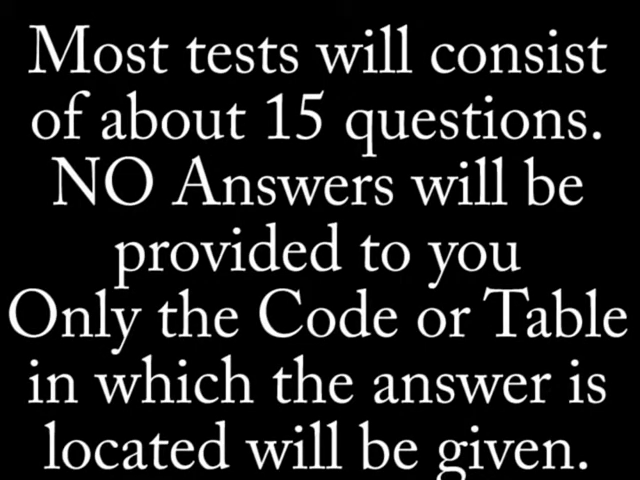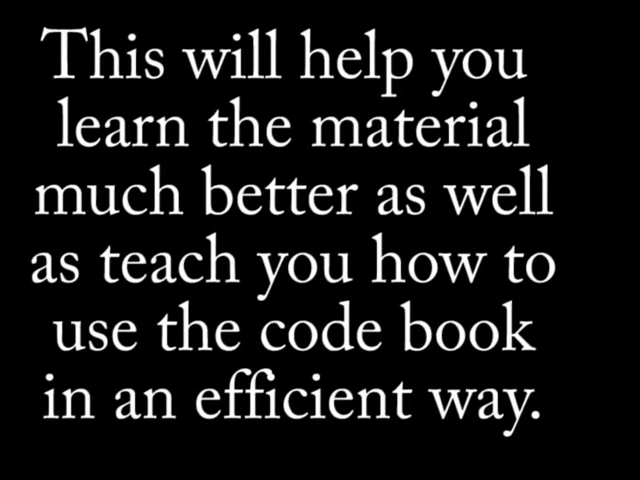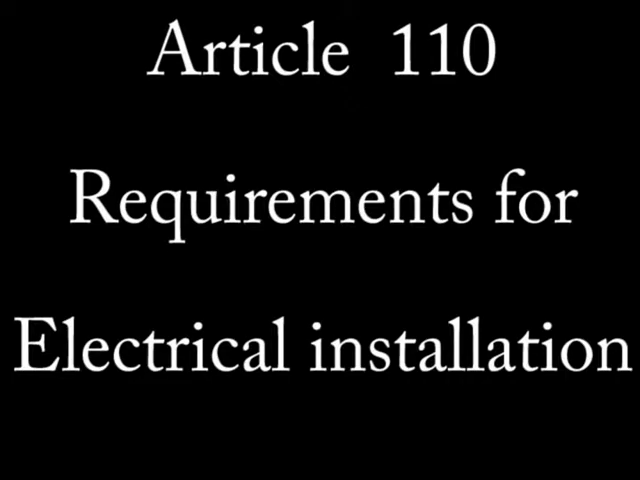The format will be simple. I'm going to give you a brief test. I will give you the article number or location in the code book where you can find the answer. That is all. We start with Article 110, Requirements for Electrical Installations.